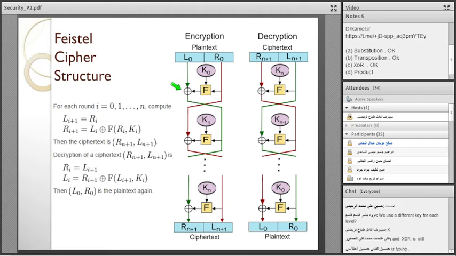It's something like this. For encryption, you get a plain text and you have n number of keys. Yes Ali, we still use XOR. These are XORs, and also in F we use XOR. It has all of the methods that we already taught: XOR, substitution, and transposition.